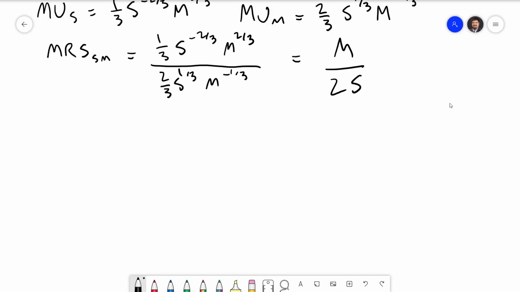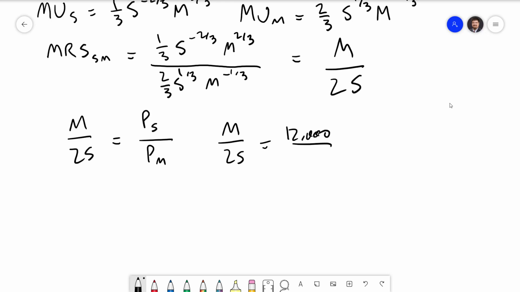We now need to set this MRS equal to the price ratio. So we need to have m/(2s) equals the price of shirking divided by the price of income. So what are those? Well, the way we can think about this is that the price of income is just 1. The price of $1 is $1. But the price of shirking is the 12,000 that they're giving up by not working hard. Alternatively, remember that the price ratio is the absolute value of the slope of the budget line, which we also know is 12,000. So what we have is m/(2s) = 12,000/1.